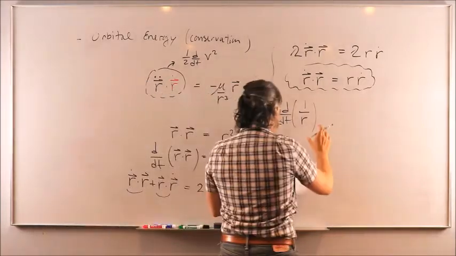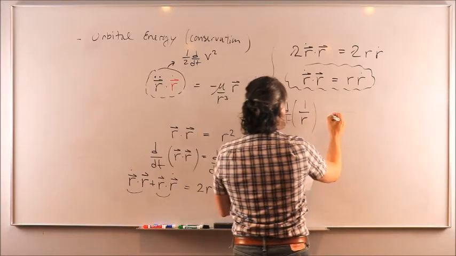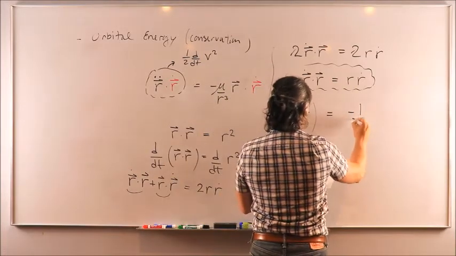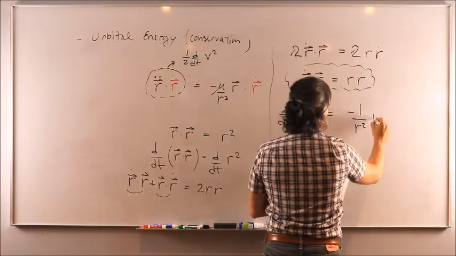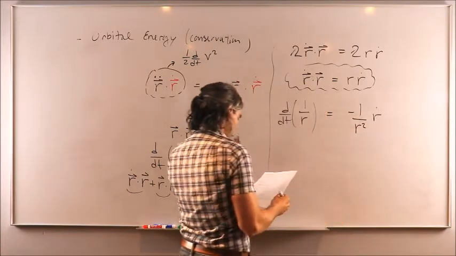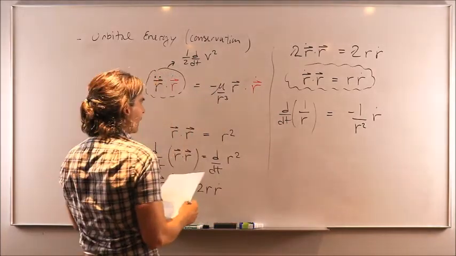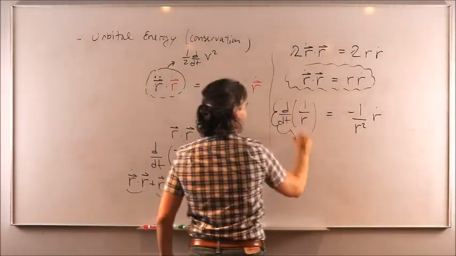So if you take the time derivative of that, you're going to get minus 1 over distance squared times the speed. This is another intermediate result, if you will.